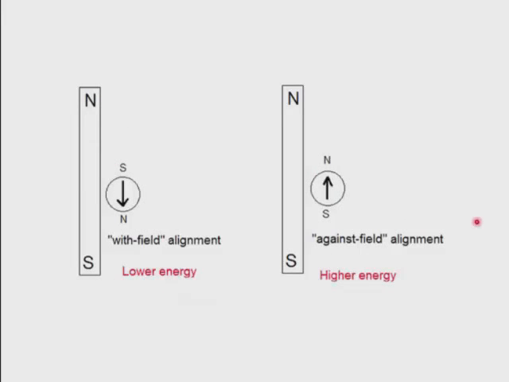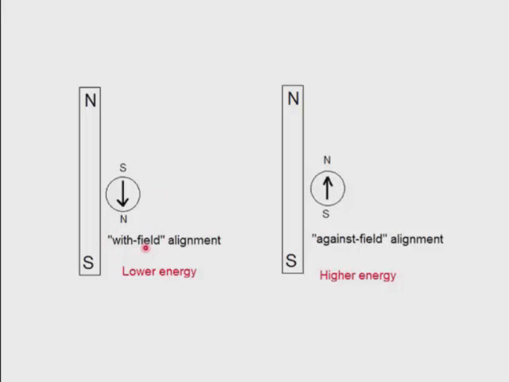Let me try to make this clear by using some everyday objects, a bar magnet and a compass needle. A compass needle is a bar magnet that can freely pivot. The head of the arrow is the north pole and the tail end is the south pole. Let's take a compass needle and place it next to a powerful bar magnet. The compass needle will naturally orient itself so that unlike poles are together. That is, the north pole of the compass needle pointing towards the south pole of the bar magnet, and the tail end, the south pole of the compass needle, pointing towards the north pole of the bar magnet. Here we would say that the compass needle has the with-field alignment.